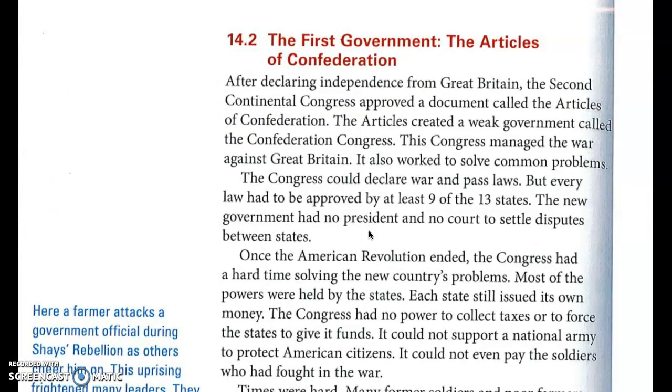14.2 The First Government, the Articles of Confederation. After declaring independence from Great Britain, the Second Continental Congress approved a document called the Articles of Confederation. The Articles created a weak government called the Confederation Congress. This Congress managed the war against Great Britain. It also worked to solve common problems. The Congress could declare war and pass laws, but every law had to be approved by at least 9 of the 13 states. The new government had no president and no court to settle disputes between states.